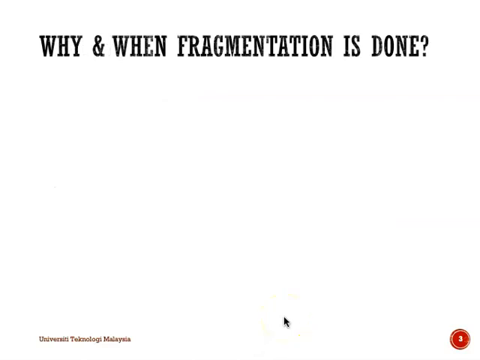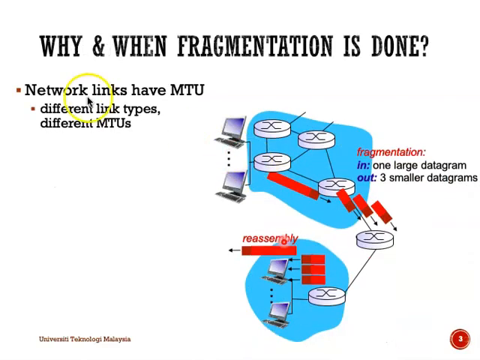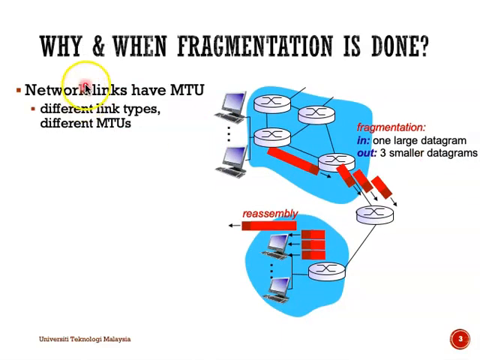So the question is why and when fragmentation is done. We know that all network links have an MTU. MTU is the maximum transmission unit, which is the maximum amount of data that a link layer frame can carry. Not all link layer protocols can carry network layer packets of the same size. Different link types have different MTUs. Some protocols can carry big datagrams, whereas other protocols can carry only little packets.